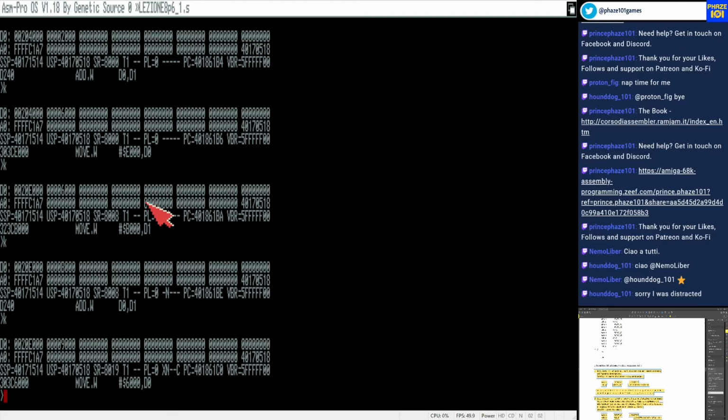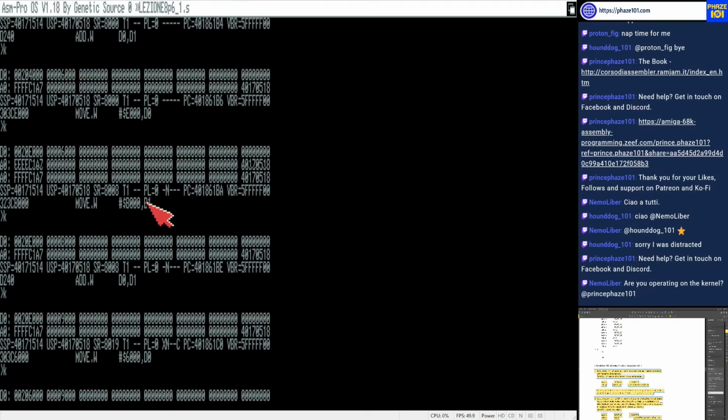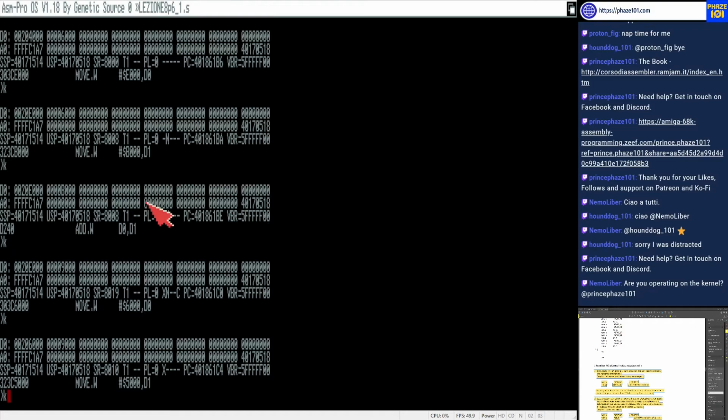Whether they are positive or negative numbers, no matter what they are, that is how they are treated. So the value doesn't fit, so we have a carry, and because we can be working on negative numbers, we have the N flag set. Now we're going to move 6,000 into D0 and 5,000 into D1.